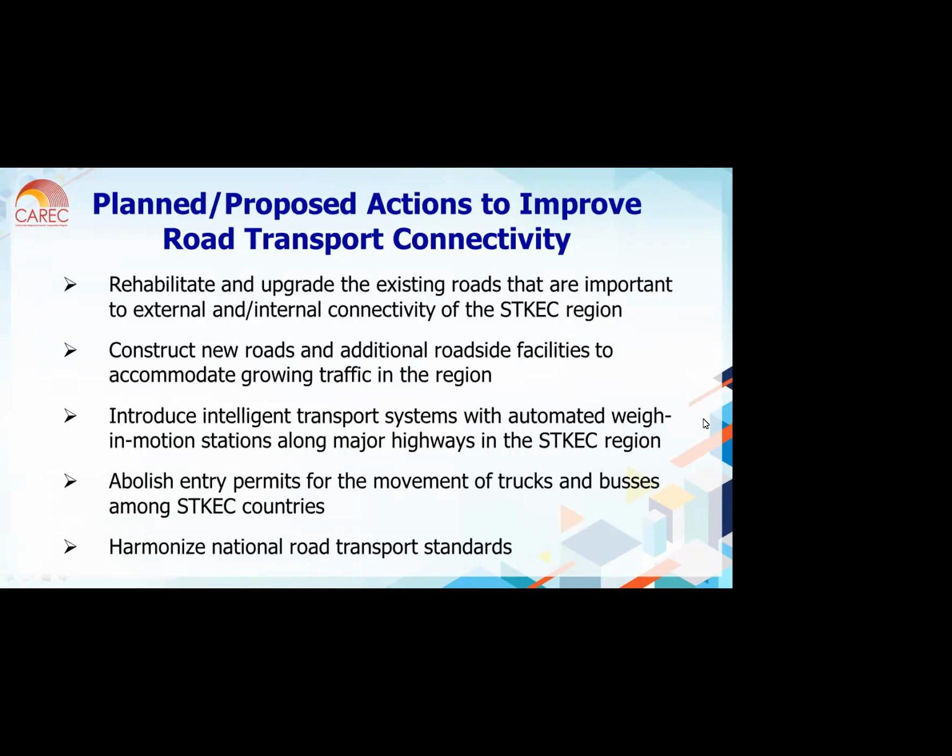To improve road transport connectivity in the region, it is suggested to rehabilitate or upgrade the existing roads that are important to external and internal connectivity of the region. In particular, it is suggested to rehabilitate the road from Khujand to Kasht. This is a very important road that links together the administrative center of the Sukt province with the northern part of the country, and it is very important for internal economic development of the Sukt province.